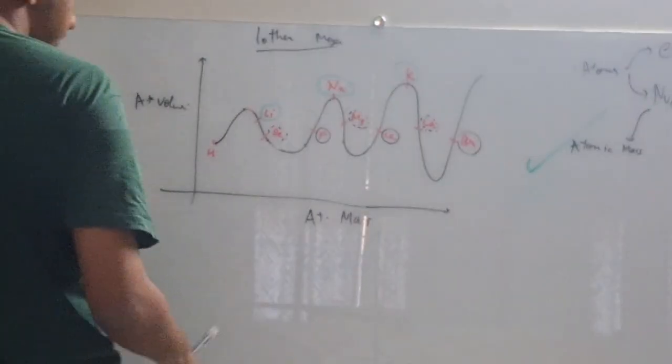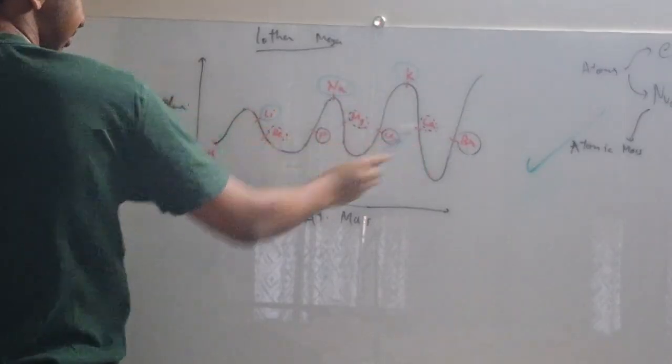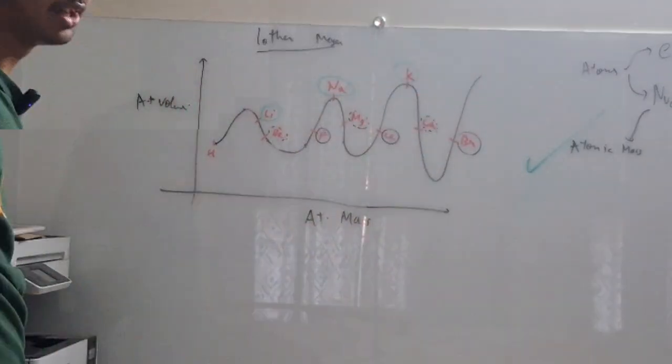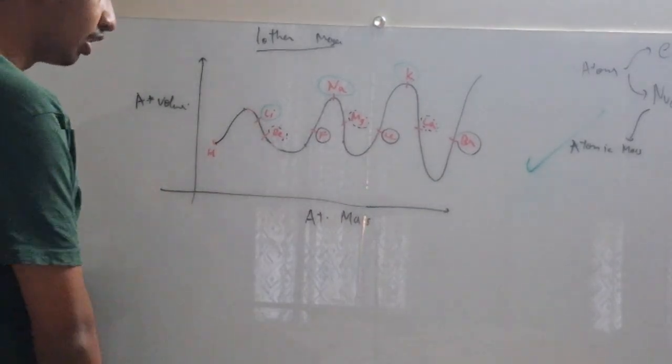उसने बोला कि he said that these elements will have same properties, these elements will have same properties, and these will have same properties. And at this point, some of these elements have gotten a name.